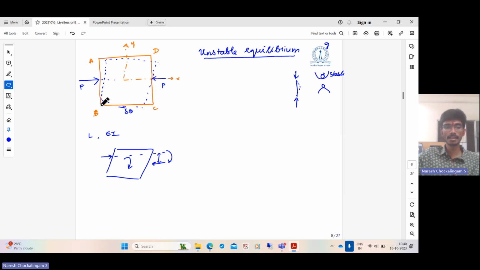We know that all the four members are identical. They have the same length and same EI. So they're identical, which means that if you take a mirror image of this about the y-axis, you will see exactly the same. And similarly, if you take a mirror image of the structure about the x-axis, you will see exactly the same. This is something to do with the symmetry.